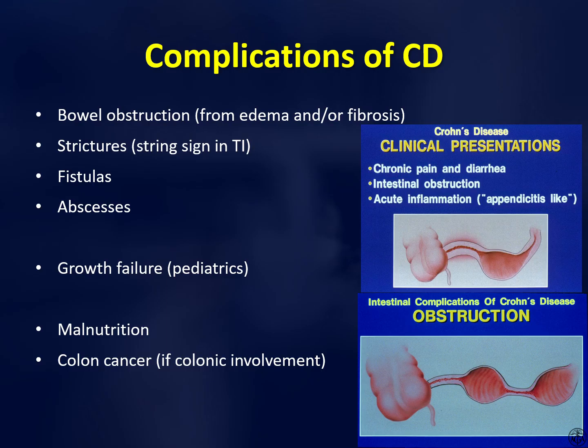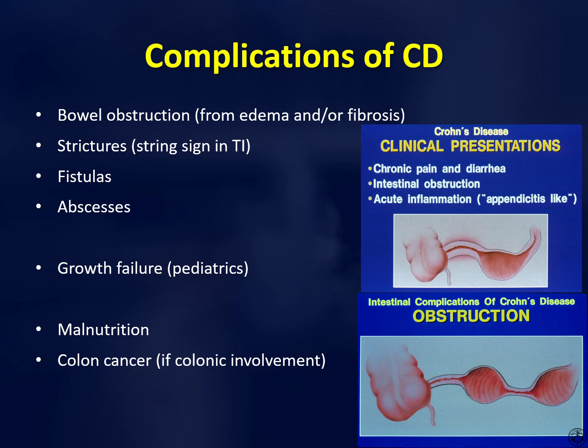So what happens if we don't treat Crohn's disease? The first and most dreaded complication is the development of bowel obstruction from edema and fibrosis, which will really tighten the lumen of the bowel and cause obstruction. Strictures, what we call the string sign that we see on radiology, are the major complication of long-standing Crohn's disease that has not been really controlled.